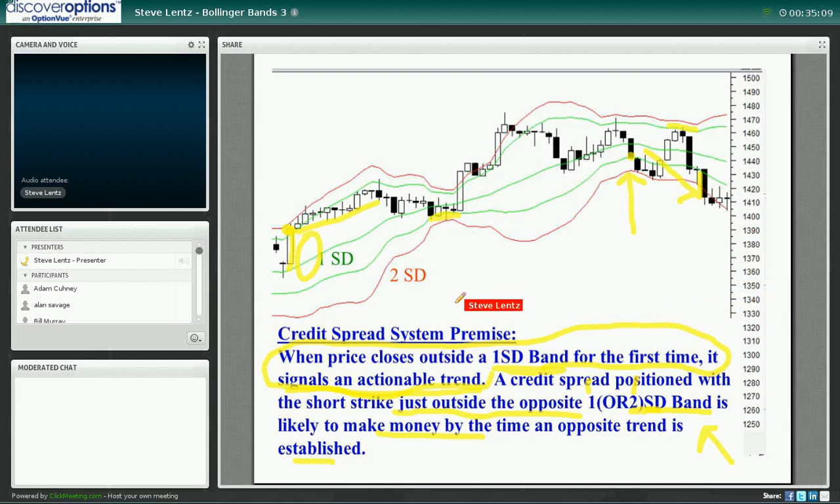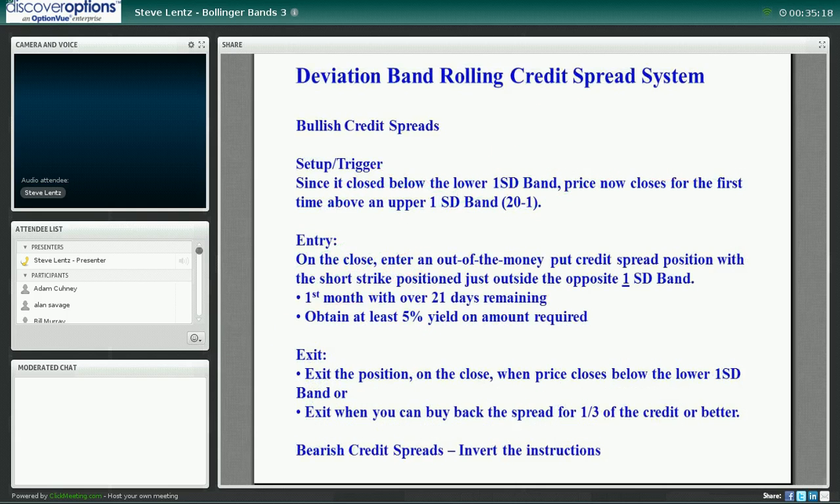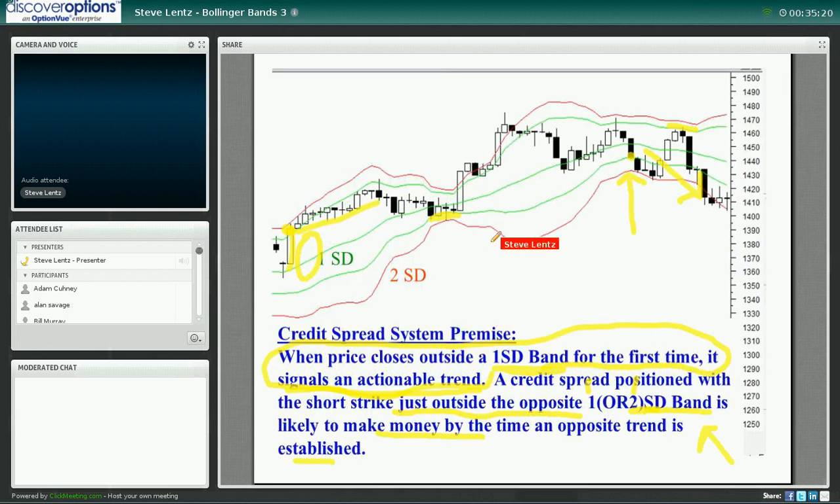So, how to trade this? When you have a signal like this where it closes outside the band, let me see, what's my next slide here? Let me just go there. All right. Here's the thing. Let's say that you were going to trade this signal here. Look, you can either position your short strike outside of the green line or the red.